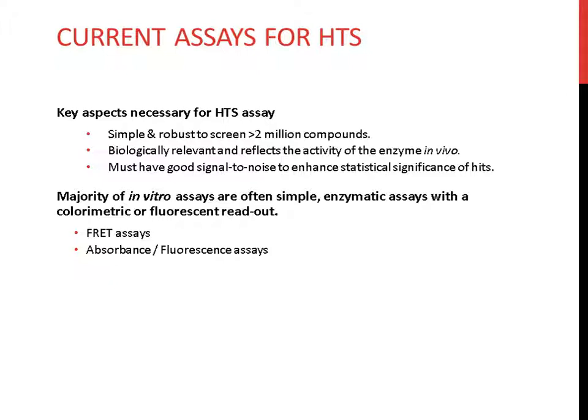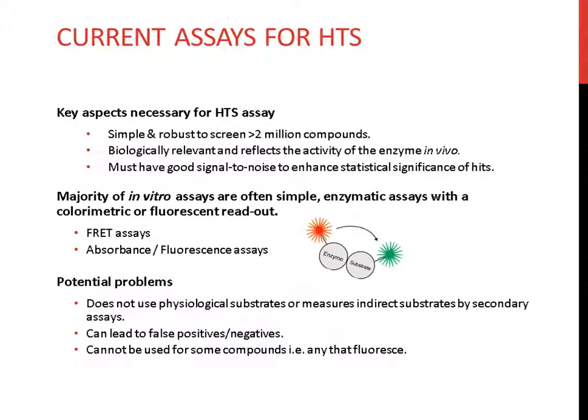Now, the majority of the in vitro assays used in high-throughput screening are often fluorescent or colorimetric readouts. So we have, for example, FRET assays or absorbance and fluorescence assays, where we have some raw interaction between enzyme and substrate. But there are potential problems with this, because often we cannot use the physiological substrate, because we're actually measuring an indirect substrate by secondary assays. And this can lead to false positives or false negatives. And in some assays, some of the compounds fluoresce themselves, so you can't use them in a fluorescent screen.